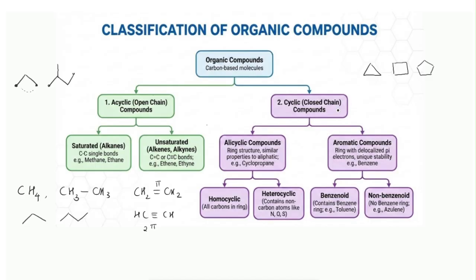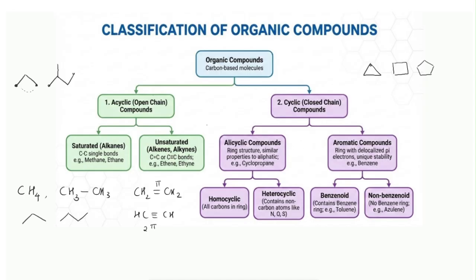Now, let's see what are cyclic or closed chain compounds. As I was telling earlier, there won't be any terminal carbon here. So the carbons are linked to each other, right? Like in this fashion. So we call them cyclic molecules. The cyclic molecules are further classified as alicyclic compounds and aromatic compounds.